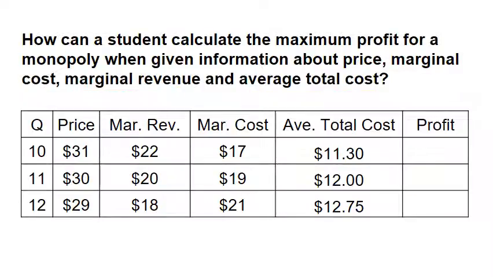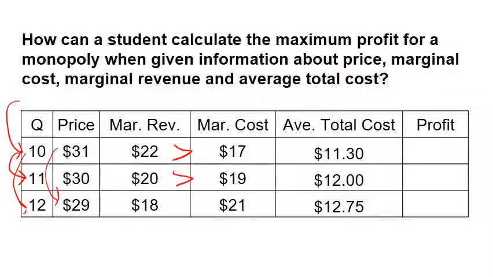Here quantity goes from 10 up to 12. Price decreases from 31 to 29. I've calculated marginal revenues already, and I've got marginal cost calculated. First task, what quantity maximizes profit? Well, marginal revenue is above marginal cost, so we want to go from 9 to 10. Marginal revenue is above marginal cost again, so we want to go from 10 to 11.